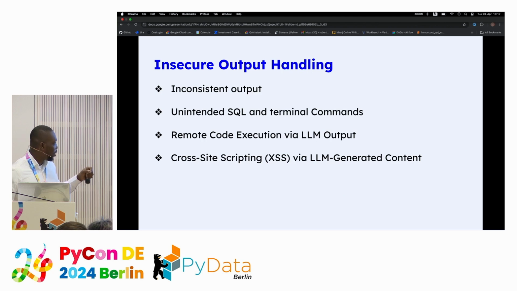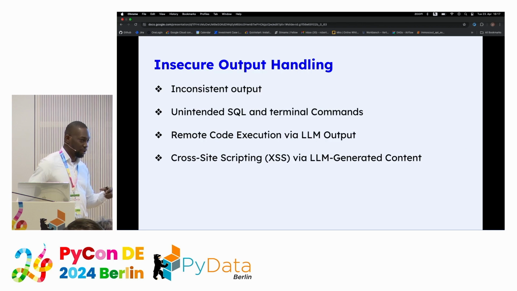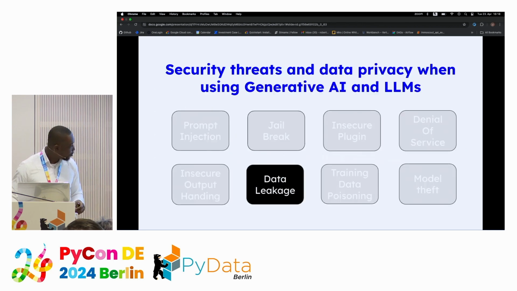Then SQL and terminal commands. Be careful never to send the output of an LLM to SQL commands or terminal commands. Very important. Also, remote code execution. We have code interpreters and things like that, and also GitHub Copilot. Be careful to always evaluate this because people can exploit it. And then you also have cross-site scripting, which is used to generate content using LLMs. I will try to be a bit fast.